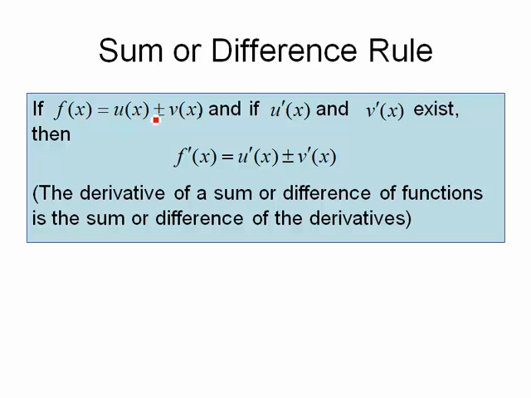If we have a function that's a sum or a difference of two other functions, in this case a function u plus or minus a function v, and we know how to take the derivatives of each one of those individual functions, then the derivative of that sum or difference is just the derivative of each one of the pieces, either added or subtracted.